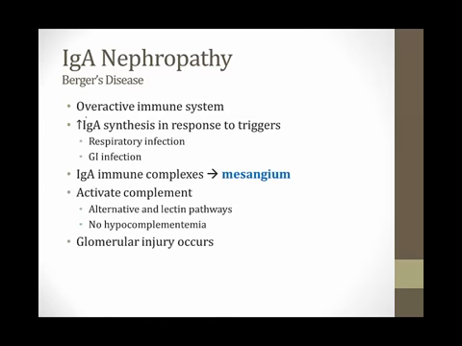The underlying problem in IgA nephropathy is an overactive immune system. Patients with this disorder have increased IgA synthesis in response to immunologic triggers. Remember, IgA is the mucosal antibody, so when infections of the mucosa occur, like respiratory infections or GI infections, this leads to increased IgA synthesis in patients who have this disorder. That in turn leads to IgA immune complexes which deposit in the mesangium. And remember what we said at the beginning of this video, disease processes that involve the mesangium will trigger inflammation in the glomeruli. That leads to nephritis and the nephritic syndrome.